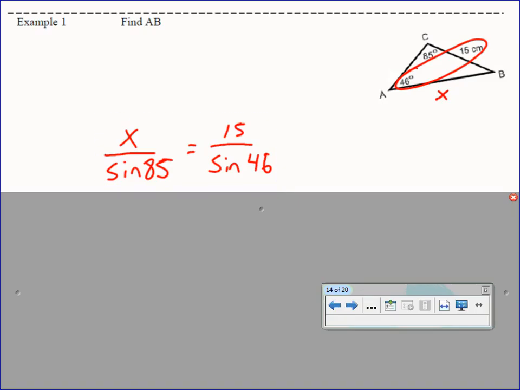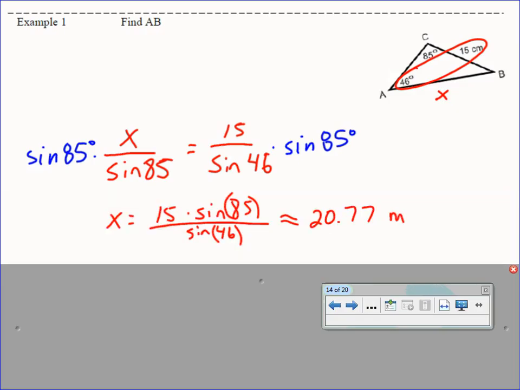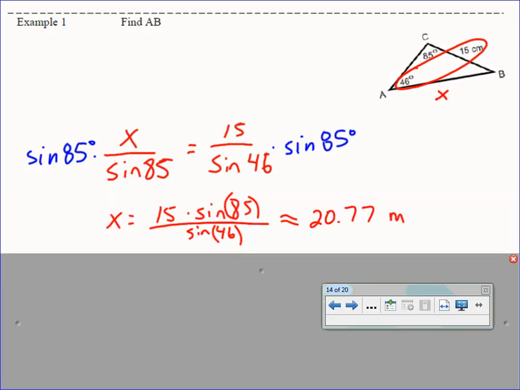We can then solve in one step, just like our Bellwork, because we placed our unknown side length on top. We can solve in one step simply by multiplying both sides by sine of 85 degrees. And in so doing, we could get our exact answer. X is given by 15 times the sine of 85 degrees all over the sine of 46 degrees, which is approximately 20.77 centimeters.